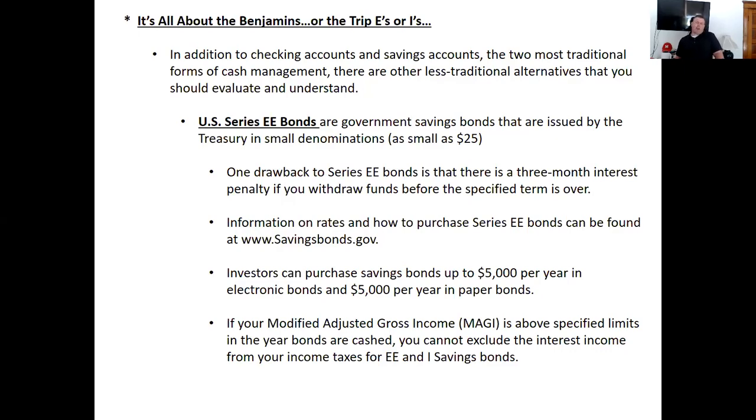If your modified adjusted gross income on your income tax return is above specified limits in the year bonds are cashed, then you won't be able to exclude the interest income from your income taxes for EE and I savings bonds. But usually that modified adjusted gross income limit is pretty high. So unless you're making 6 figures a year, you probably aren't going to have to worry about it.